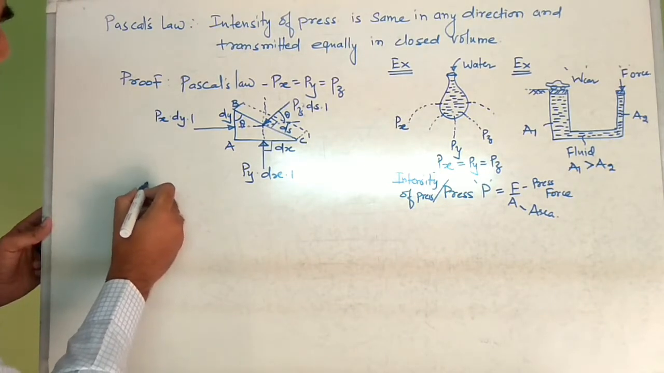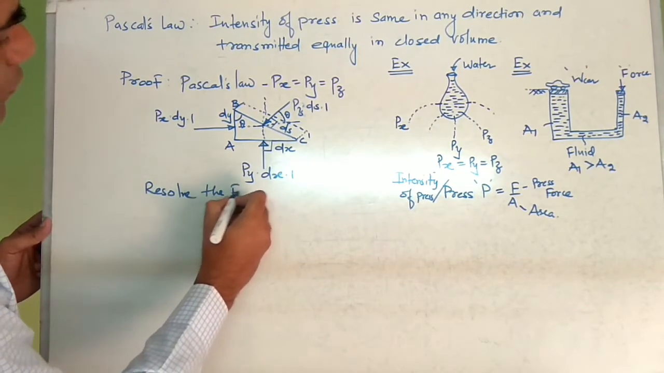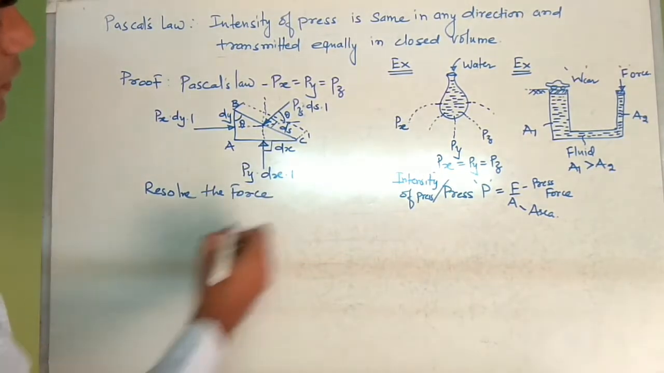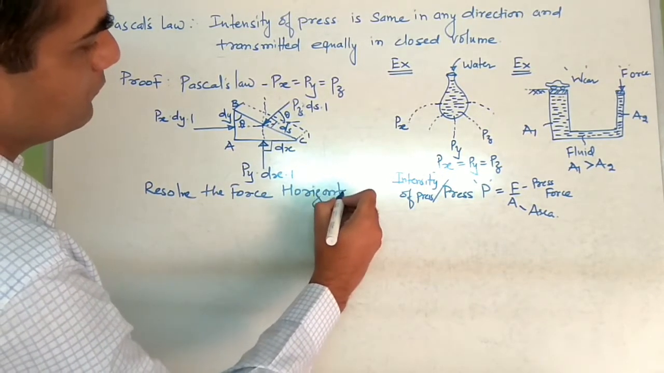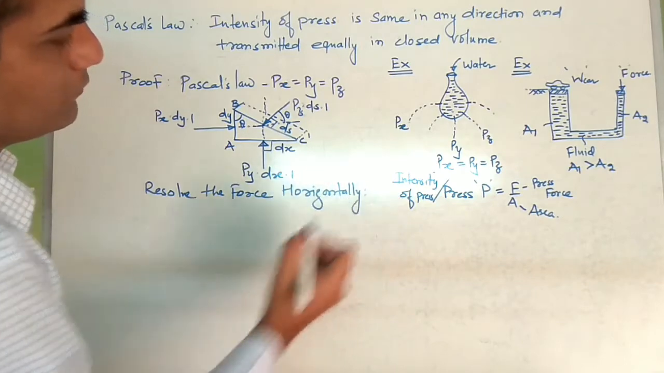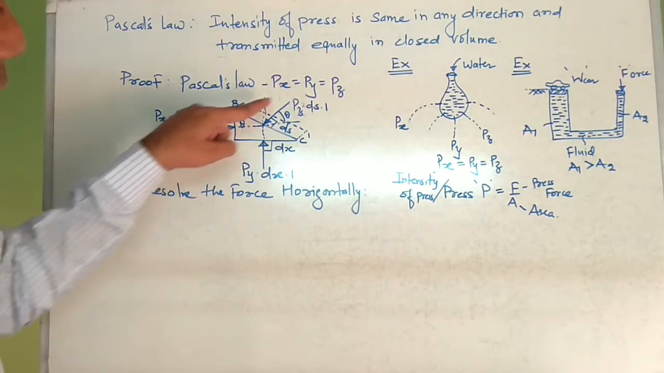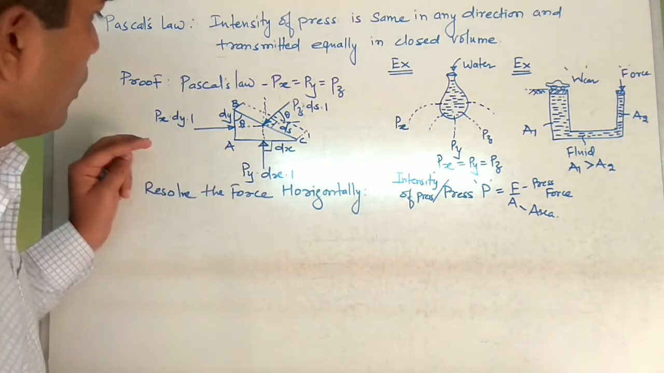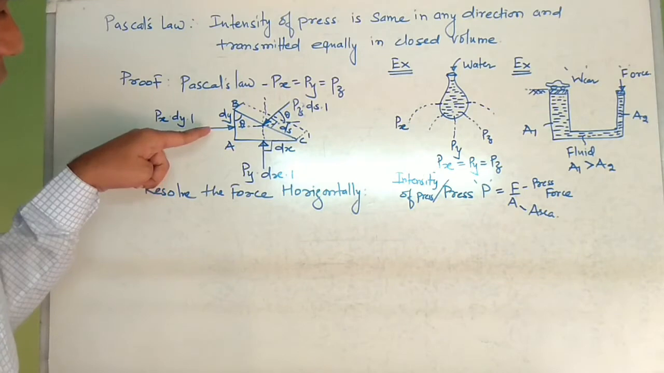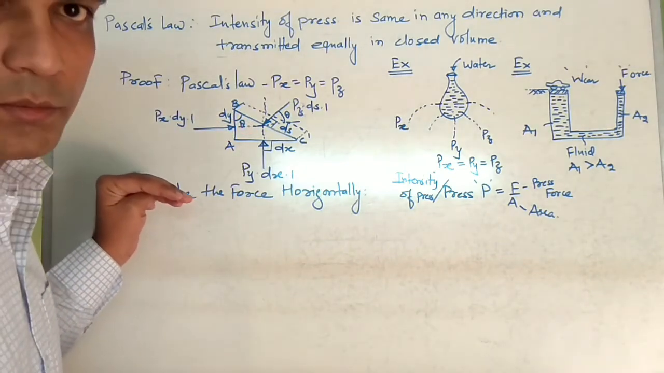Now resolve the forces horizontally. Means how many forces are there? 1, 2, 3. 3 forces horizontally. Now we'll start with this horizontal force. Now we'll first of all see the assumptions.